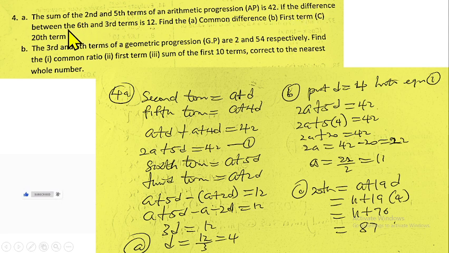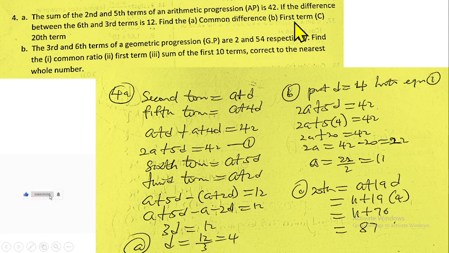Also, the difference between the sixth term and third term of the AP is 12. What is the sixth term of an AP? That would be a plus 5d. And what is the third term of an AP? That would be a plus 2d. So for the difference, you have to subtract them. So you have a plus 5d minus open bracket a plus 2d equals 12. If you open the bracket, you have a plus 5d minus a minus 2d equals 12. A will take care of a here. That means you have 5d minus 2d, which gives us 3d equals 12. Divide both sides by 3, that gives us d equal to 4. We have to find the common difference, which is d. So the common difference is 4.